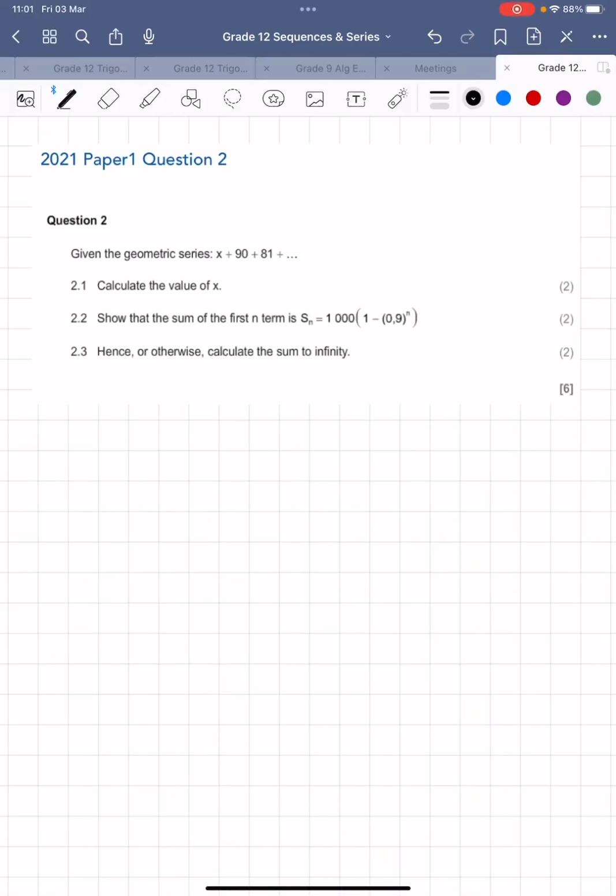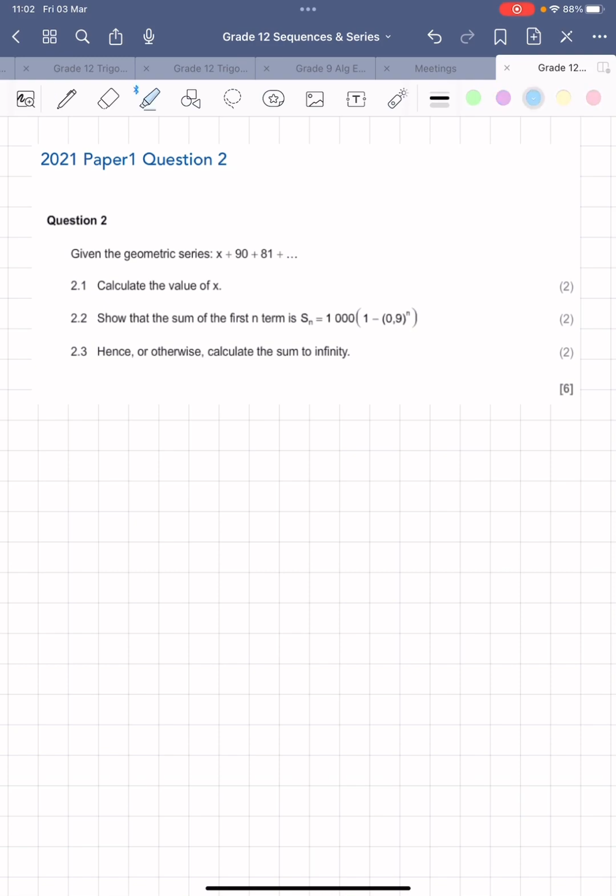Hello everyone, today I'm going to work through a past paper question on sequences and series. This is for grade 12s. So this is from the 2021 paper 1 exam. This was question 2, and in this question you are asked to work with this geometric series, right?